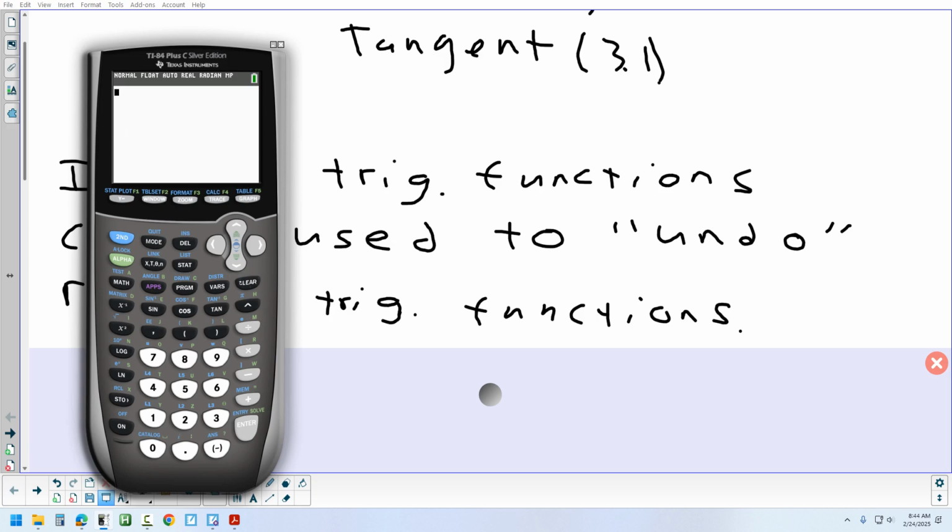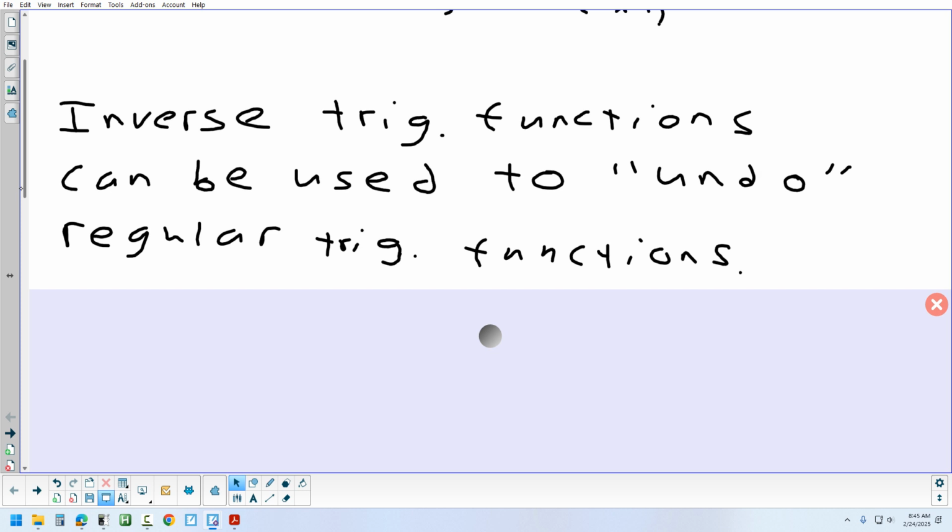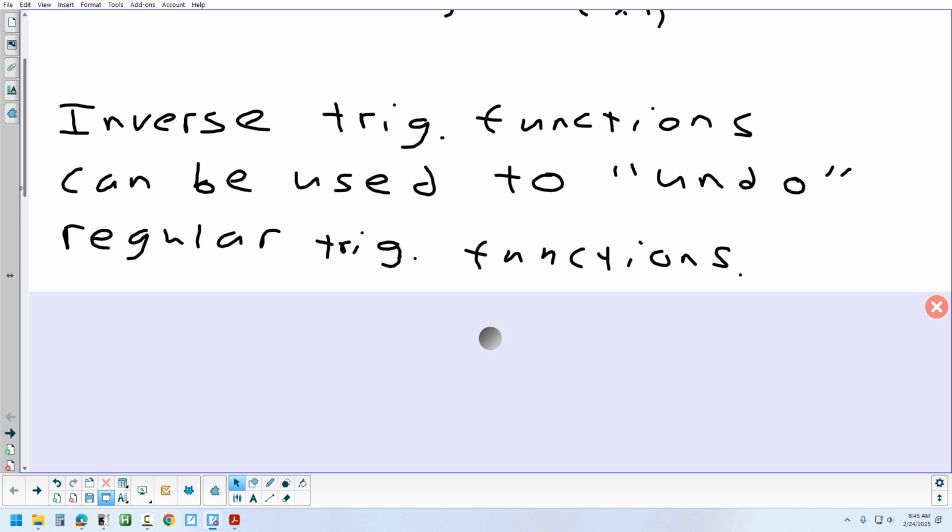Same idea with trig. Let's do something in degrees. If I take the sine of 30, we get 0.5. Now, if I take the inverse sine of 0.5, it gives me back 30. It puts me back with what I started with. So it gives us a way to undo a regular trig function. That's what inverse trig does.